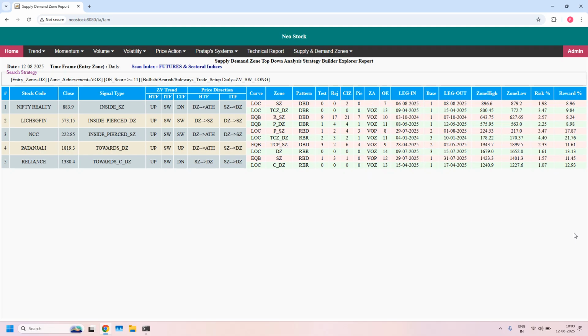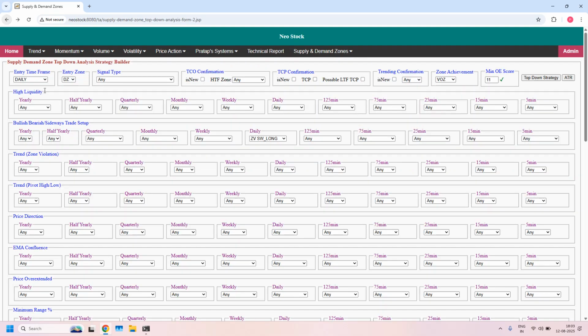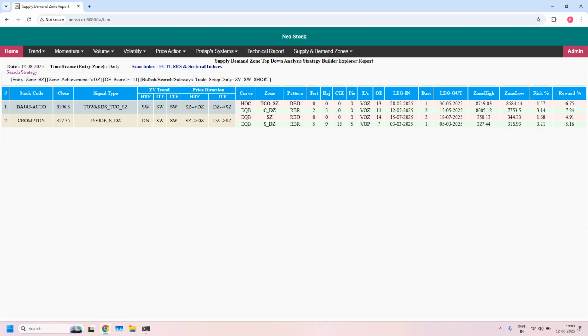Okay, next, sideways short trade setup for monthly income trade. Changes are daily supply zone and here sideways short. Let's filter. We got 2 stocks. Entry time frame zones are daily supply zones.